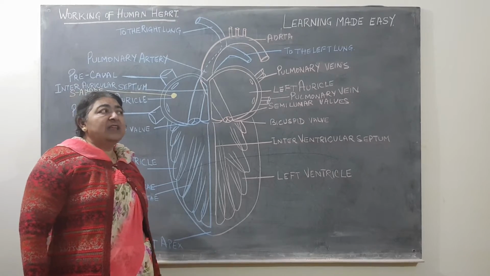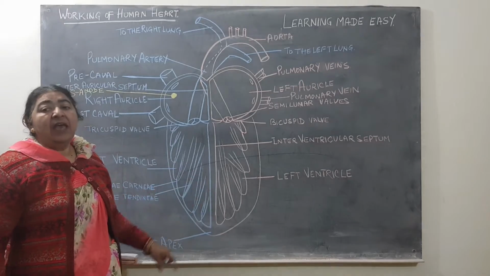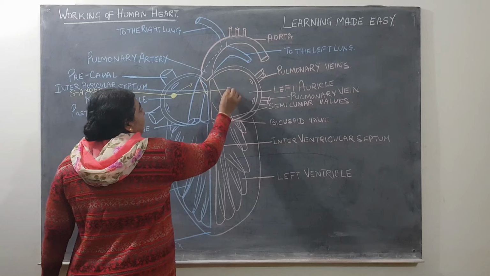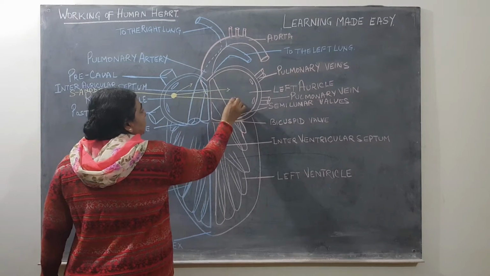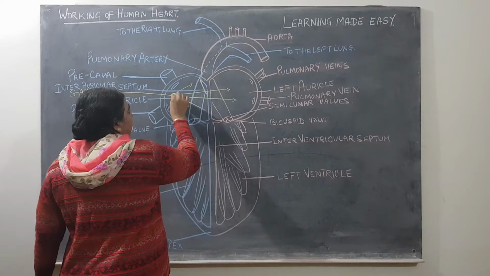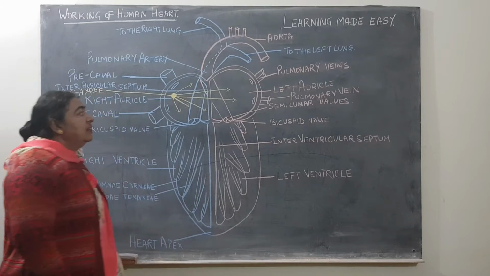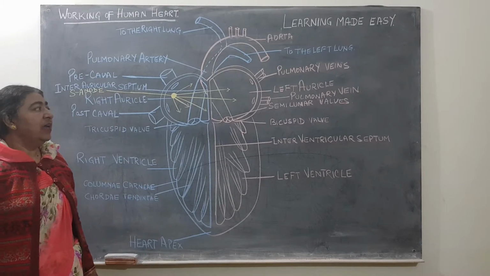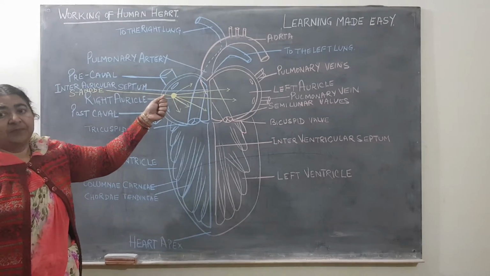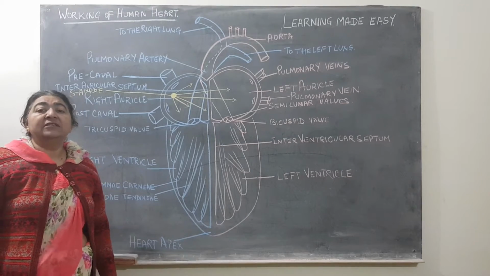This node starts the wave of contraction. An electric impulse is given and starts the contraction of the auricles. This wave of contraction helps both the auricles to contract. This contraction of the auricles is called auricular systole.